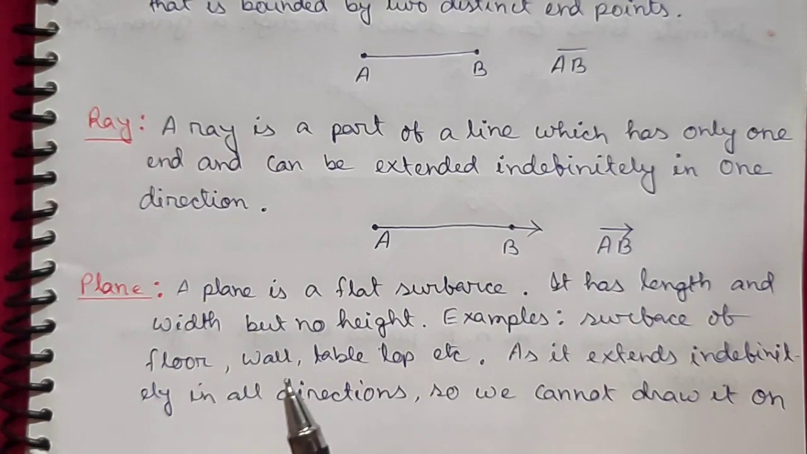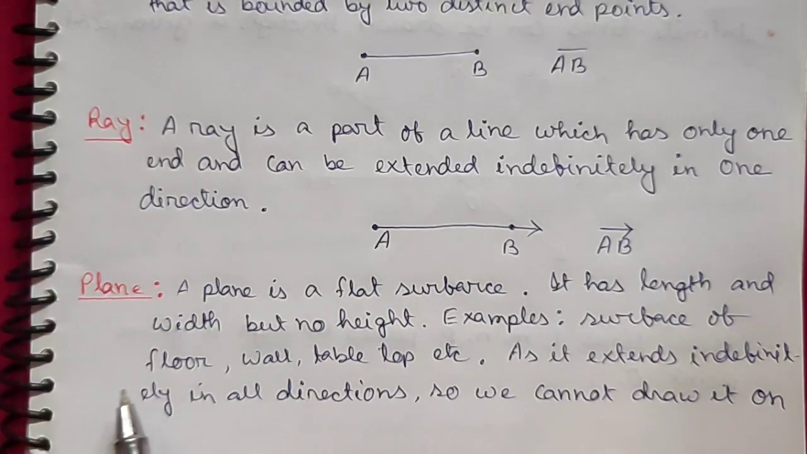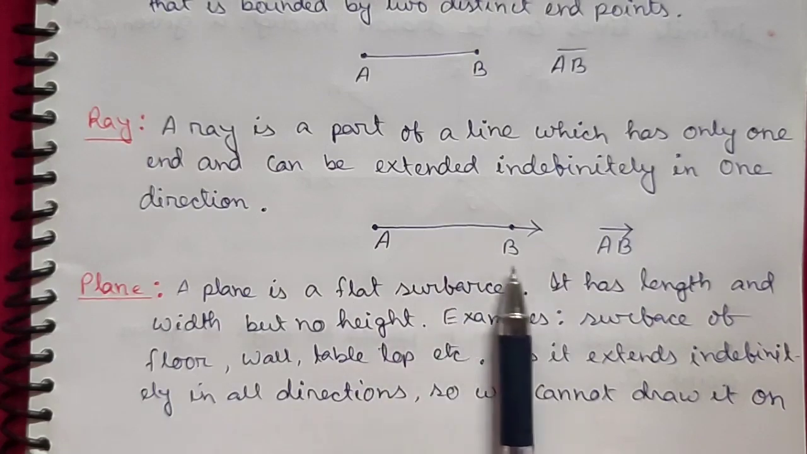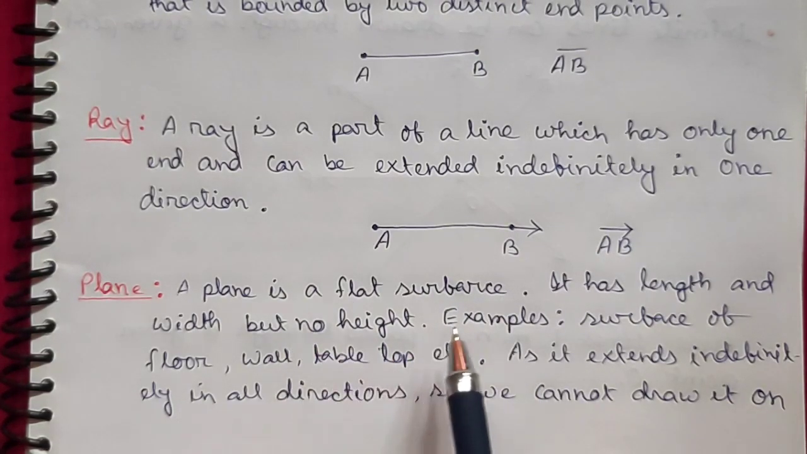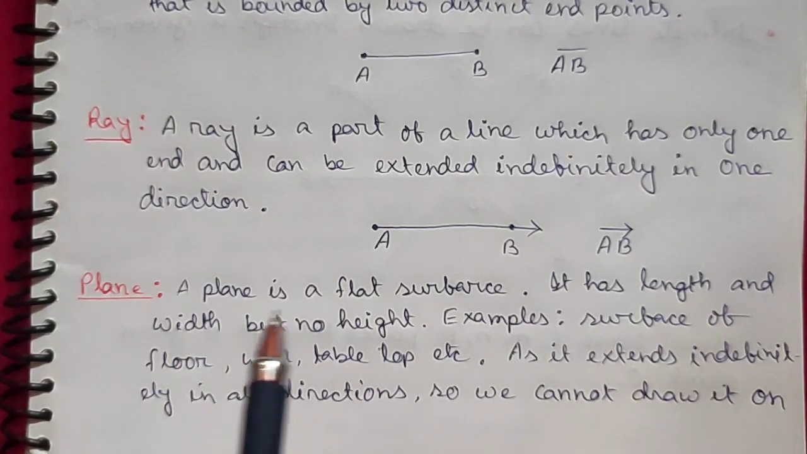So a plane is a flat surface. It has a length. This paper also has a length, right? It has length, it has also breadth. But does this paper have height? No, this has no height. So a plane is a flat surface. It has length and width, but no height.